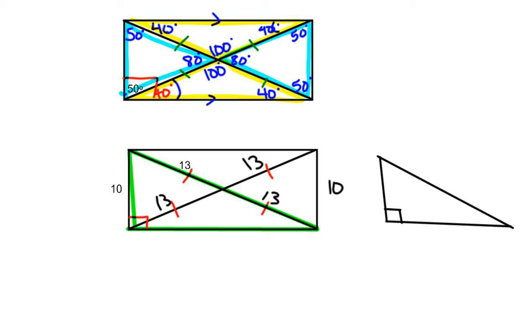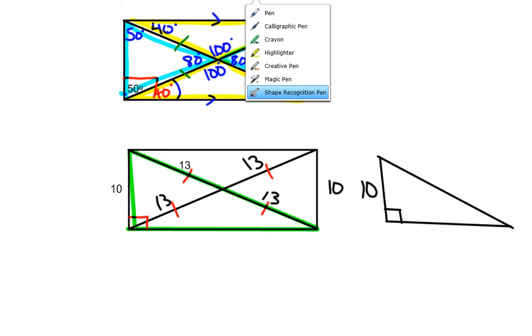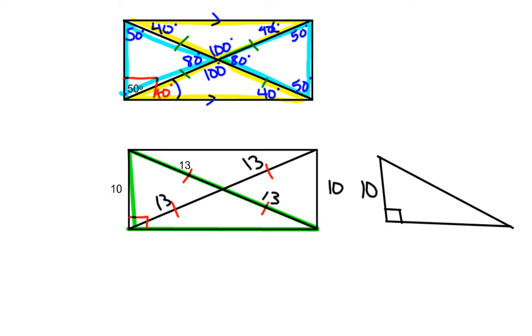Okay, so you've got this right triangle. I'm going to label that 10. Well, the hypotenuse is this whole piece right here. 13 and 13 gives me 26. Well, how can I find this length?